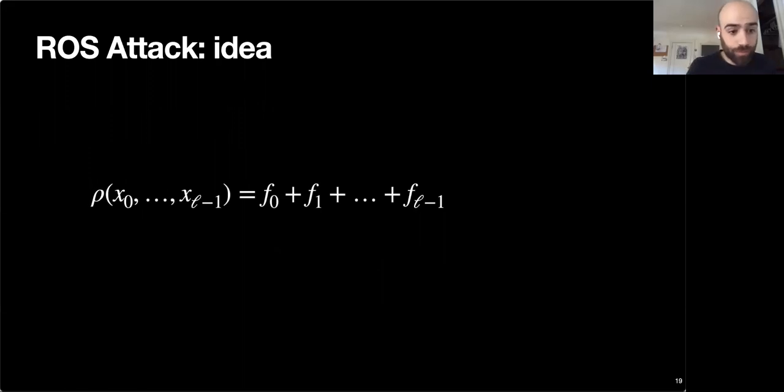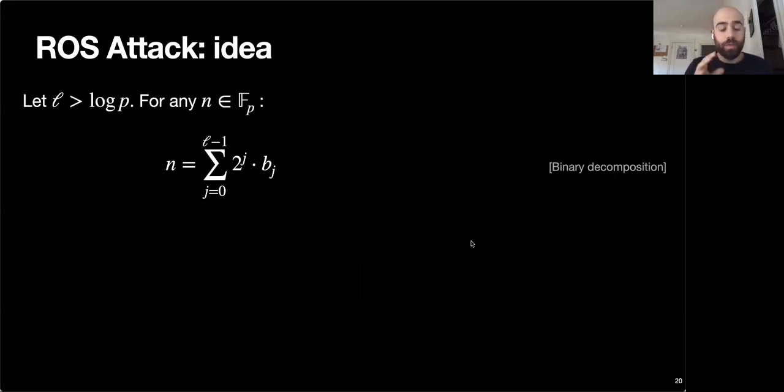And then I will consider this other polynomial that is just the sum of all these little polynomials. Now, this one is a multivariate polynomial in L unknowns that has degree 1. Why? Because all of these polynomials have degree 1 and have all different variables. So I will end up with L coefficients and possibly a non-constant one. This polynomial has a particular property. Take a sufficiently large L. If L is big enough, what does it mean? That it is bigger than log P. Then I can take any number in the field and write it in binary. What does it mean? I take the canonical representative and I write it in binary.